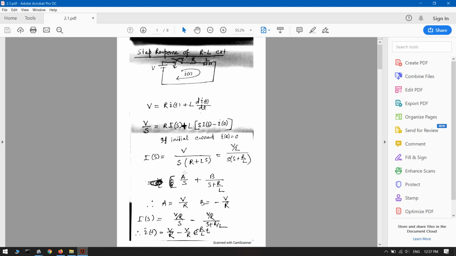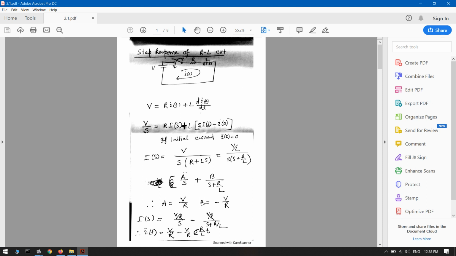Are you getting my voice? Yes, sir. So the left hand side we can write V by s. Then R into i of t in time domain. What will be its Laplace transformation? That will be R into I of s. Then L is a constant, and what will be the Laplace transformation of d/dt of it? The differentiation function, you have already learnt: s into I of s minus I0.